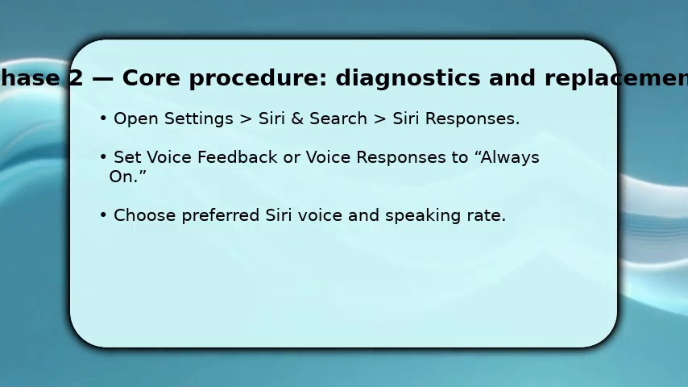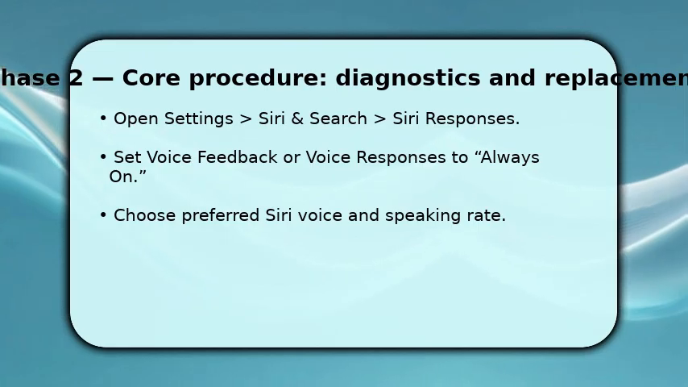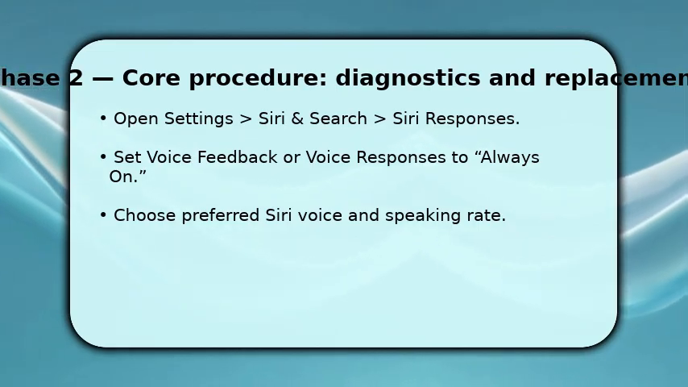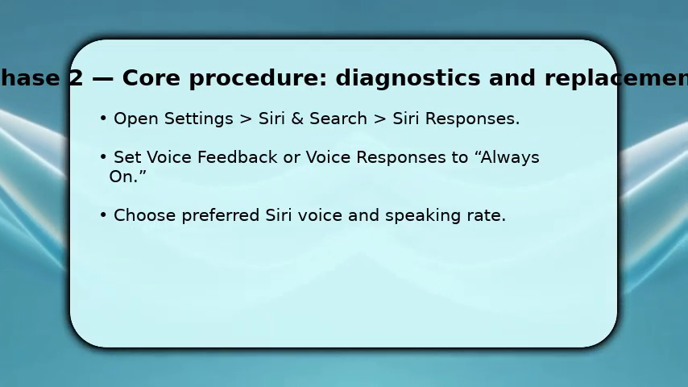Choose a Siri voice and adjust speaking rate so responses are natural. Slower rates help with clarity. Make sure volume is up and do not disturb won't silence voice alerts. Once configured, test with a direct command to confirm audible output.